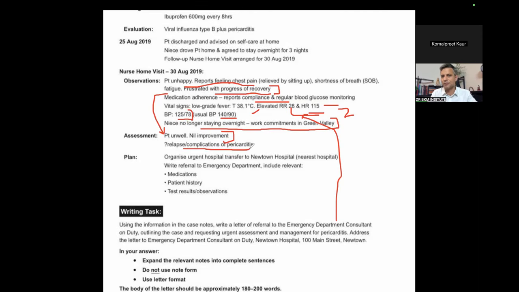Relapse of complications of pericarditis. So whenever there is any question mark, if you can notice this question mark, guys, this question mark means suspected with. Never write diagnosed with. So the main assessment is there is a relapse or complications of pericarditis. Organize urgent hospital transfer to Newtown Hospital, which we have done. तो हमें ये mention करने की जरूरत नहीं है. Write a referral to the emergency department, include medications, patient history, and test or observations. ये तो हम वैसे भी, otherwise also we would have done that, because this is what OET letter is all about. So this last plan is not very important because I obviously will write in the OET letter.